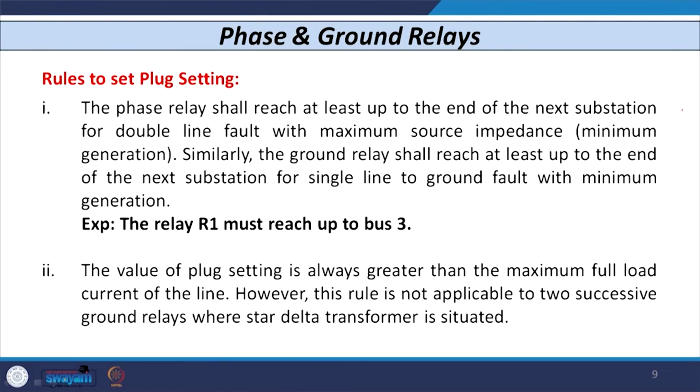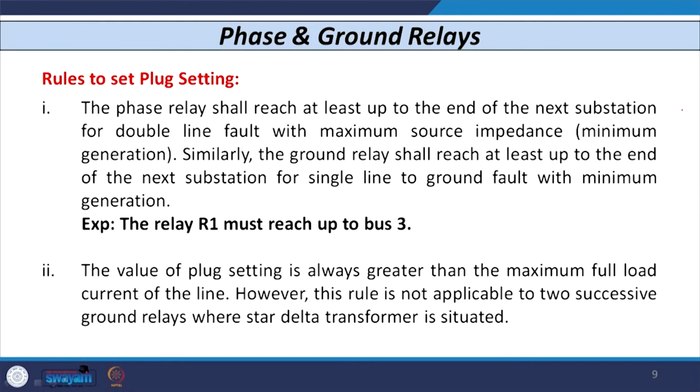If I consider first the rules for deciding the plug setting of ground relays as well as phase relays, then the first rule is that the phase relay shall reach at least up to the end of the next substation for a double line fault with minimum generation. In the same way, the ground relay has to reach up to the end of the section for an LG fault with minimum generation.